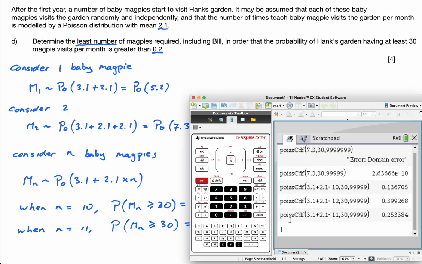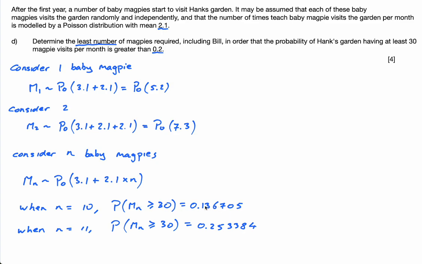Because look, if n was 12, it's more than 0.2. If n was 20, it'd be more than 0.2. But they want the least number of baby magpies so that the probability would be more than 0.2. So that's the least one. Hence why I've written this down as well, because that shows that when n is 10, it's below 0.2. When n is 11, it's above 0.2. And that's it.